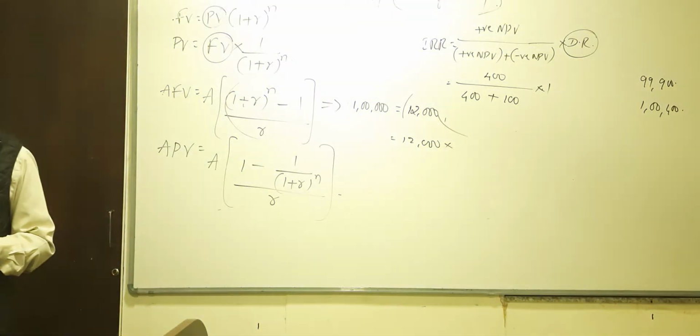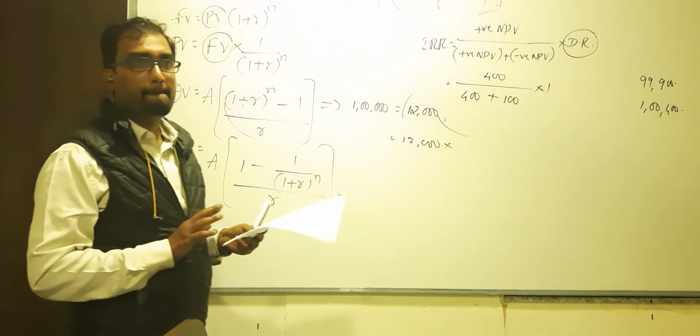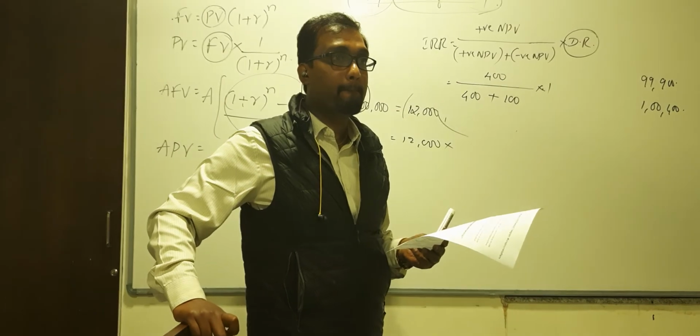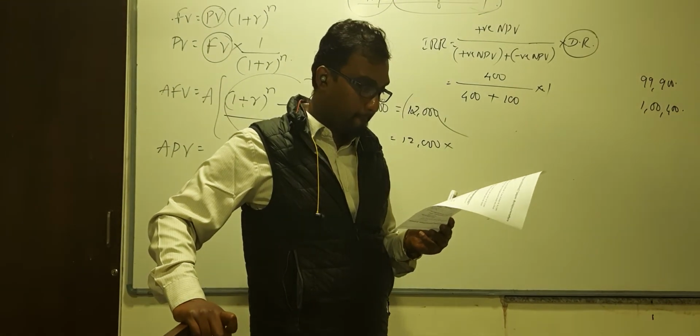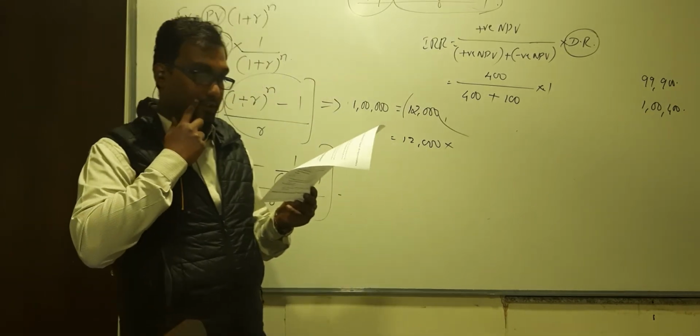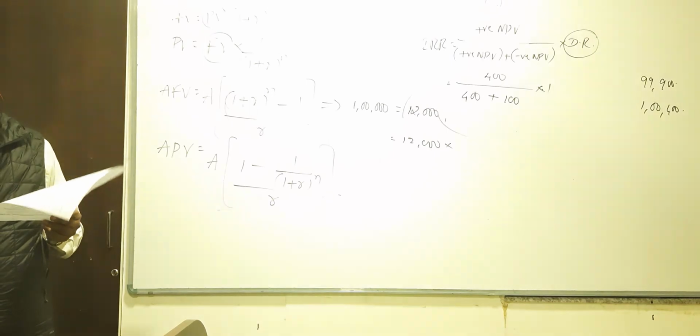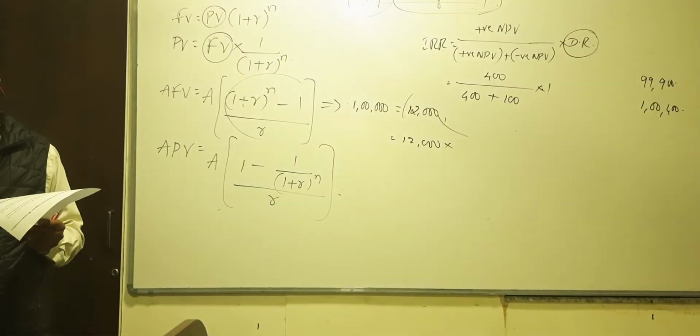Got the problem, right? Sir, one side is a bit confusing. 40,000 during each of the years 4 through 8 means from 4 to 8 years, we will get 40,000. There is a slot given with the cash inflow.